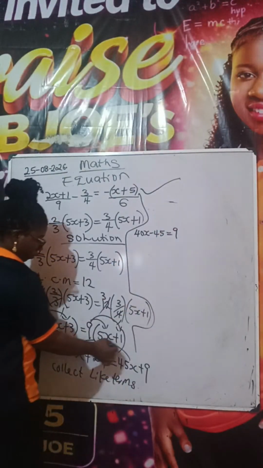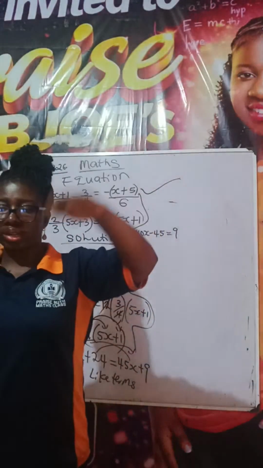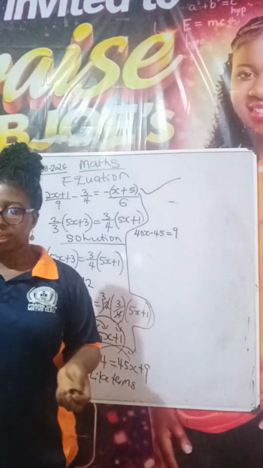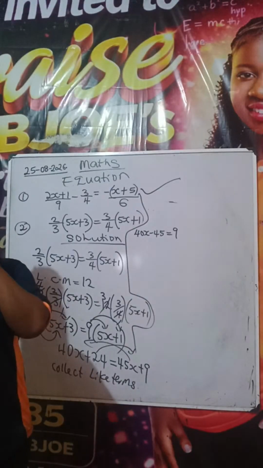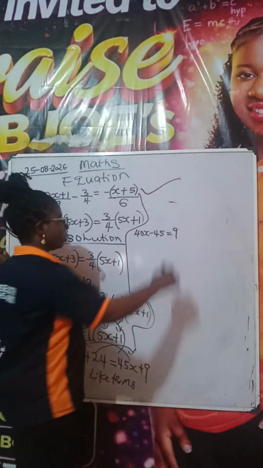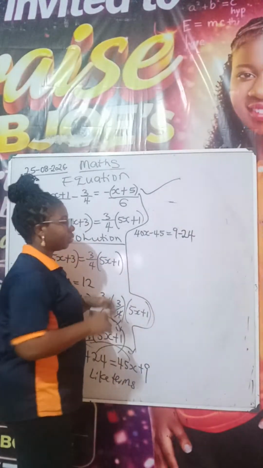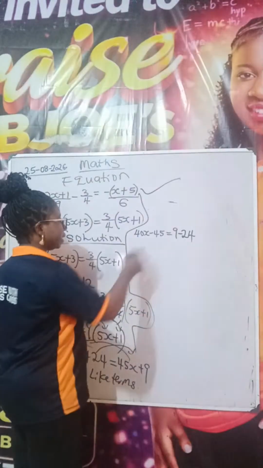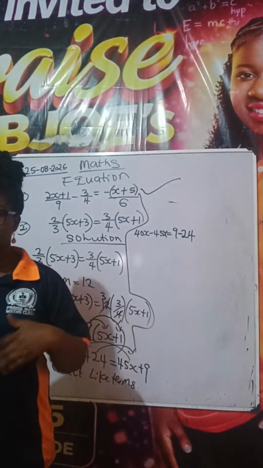Then I'm moving 24 to the right. If 24 move to the right, will it be plus or minus? So we have negative 24, correct. So 45 minus 45, what do we have? X is here, guys. So subtract, what do we have?